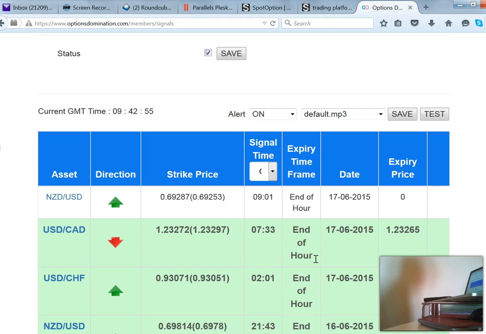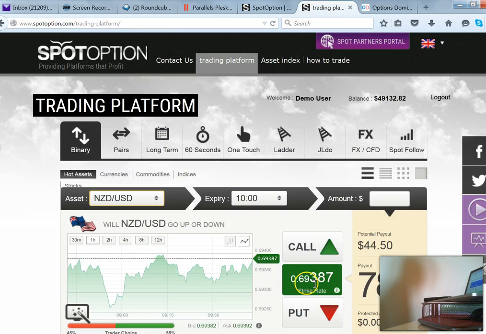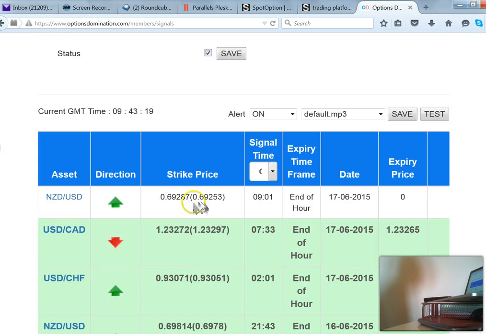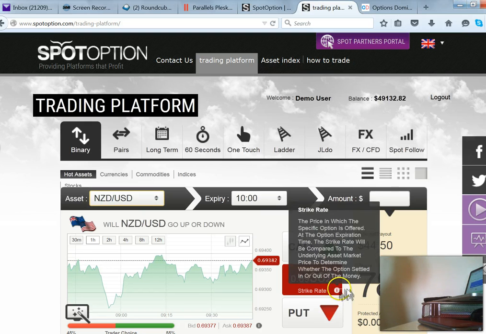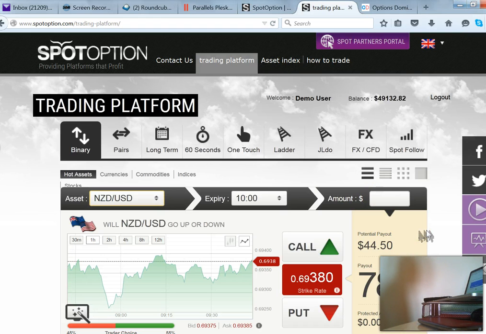take the trade now. As we can see here, the strike price is way above what it should have been at the time it was sent out, which is good, which means we are going to win this trade, even though I haven't taken it. Options Domination, and those who took this trade, are going to win it. Here it was 0.69253, and here it's 0.69382 or thereabout. So obviously they're going to win this particular trade by a mile.